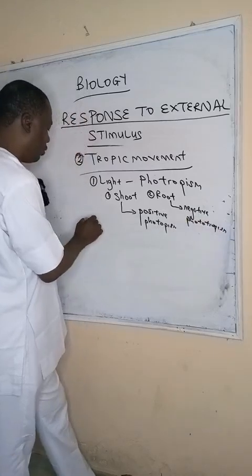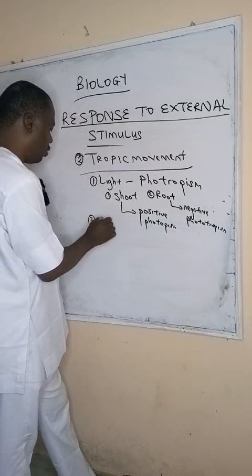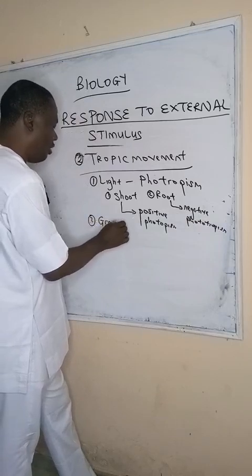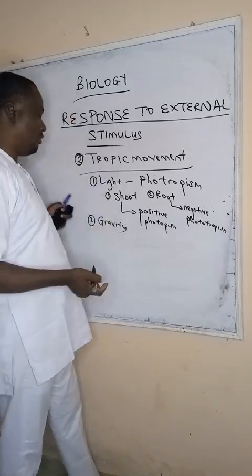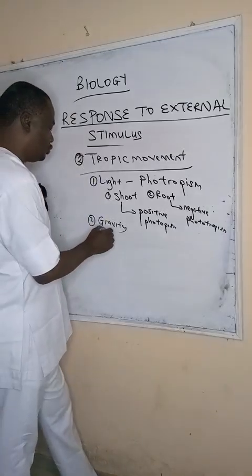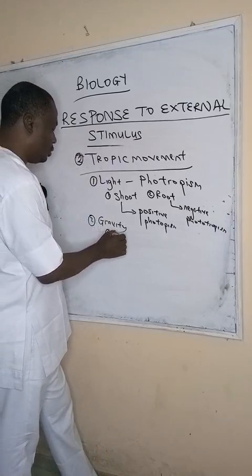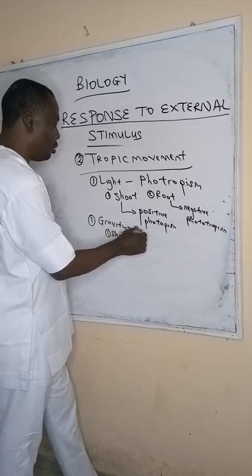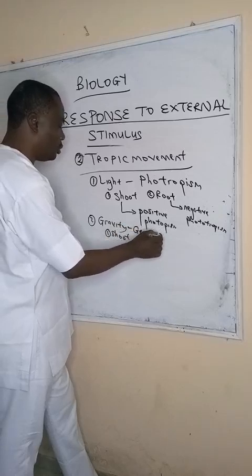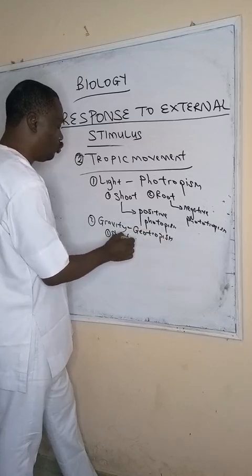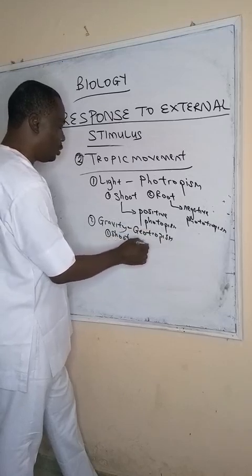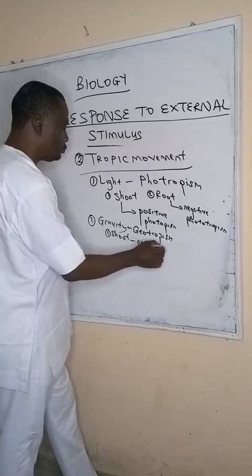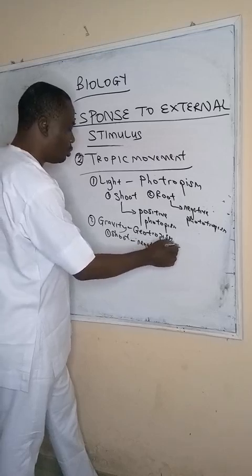The next stimulus is gravity. Gravity, you all know gravity. The earth's pull upon the earth. So now, the shoot of the leaves, this gravity now is called geotropism. It's called geotropism. So the shoots show negative geotropism.